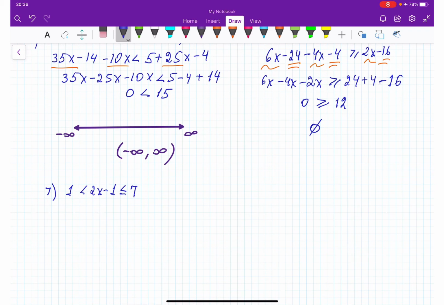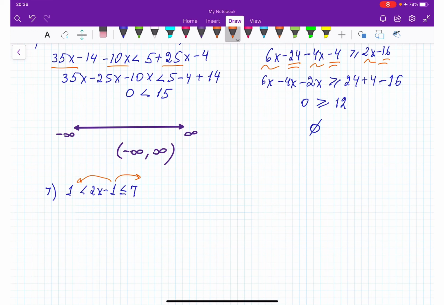We have two inequalities. So I'm going to solve at the same time. One is going to be 1 less than 2x minus 1. And the other one is 2x minus 1 is less than or equal to 7, right? Two separate inequalities combined into one. Therefore, this negative 1, I'm going to move on both sides, to the right and to the left. Look what's going to happen.